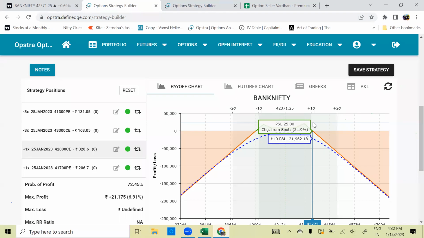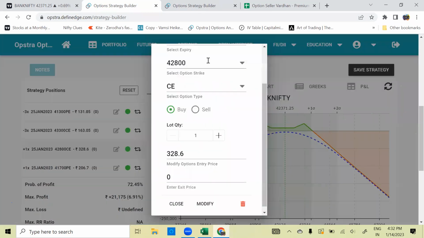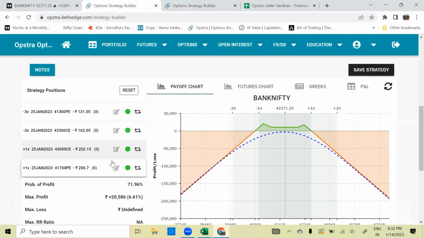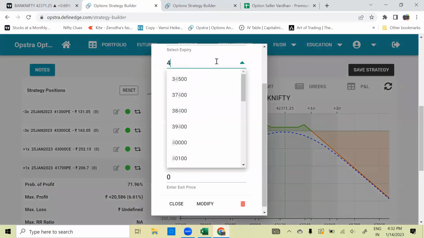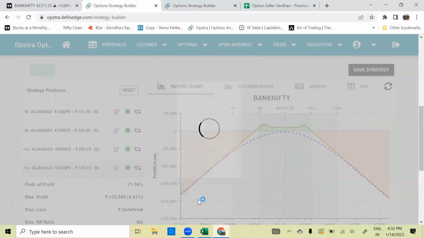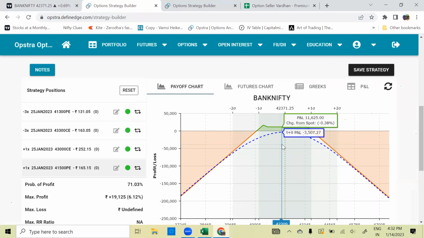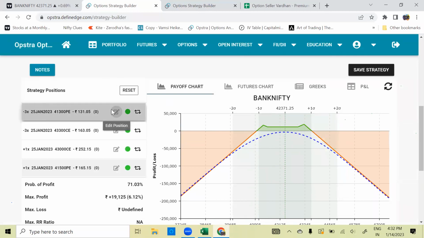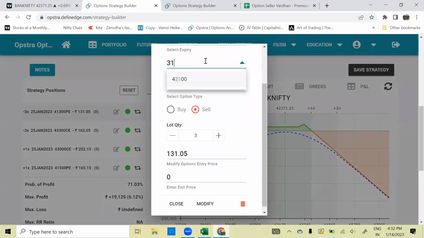This entry presently, the premium is very good. 131, 163 is very good. So we can even go like 43,000 call buy. Here I can buy like 41,500 put buy. 41,300, 41.